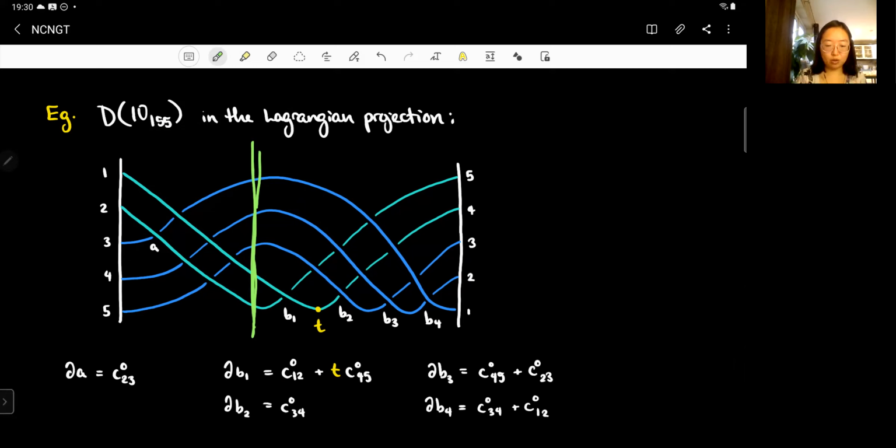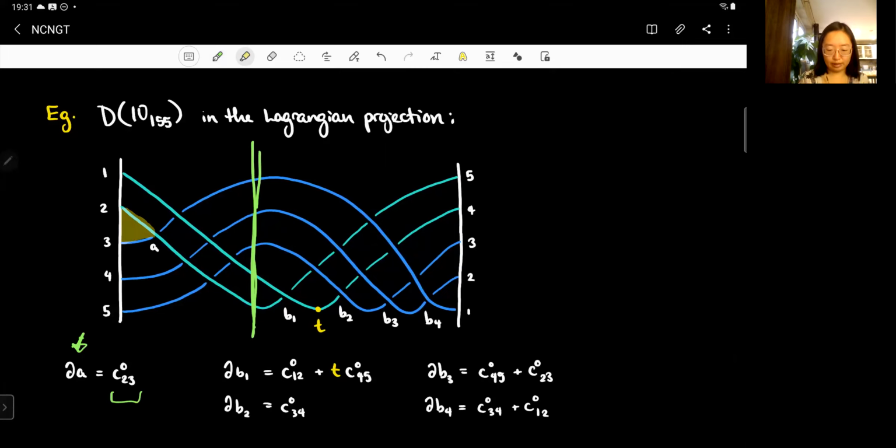So what do the differentials look like? Well, let's take a look at, for example, the differential of A. We see that this is given by a single disk, which is represented by C0 of 2, 3, and I can illustrate the disk here. So the disk starts at the corner A, and then it has a second corner at the one handle from 2 to 3. So that's why this is C0, 2, 3.